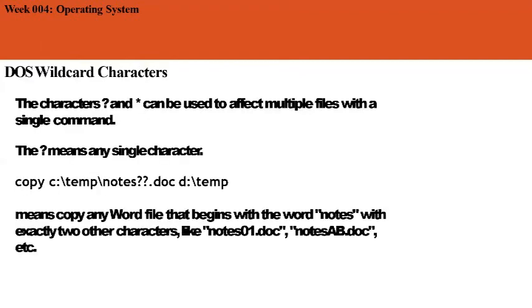So the characters question mark and asterisk can be used to affect multiple files with a single command. So the question mark means any single character. So for example, /temp/notes, and then any single character, then .doc. So it means copy any Word file that begins with the word notes with exactly 2 other characters, like notes01, notesab.doc, and etc. So ang kinukuha lang niya yung first word na notes, and then yung question mark yan, any single character. So the single character can be 01, ab, and so on.